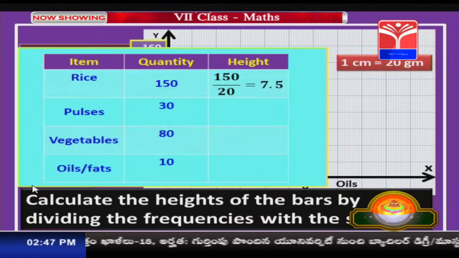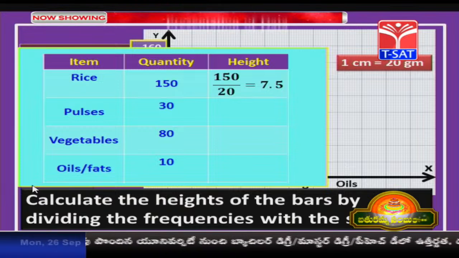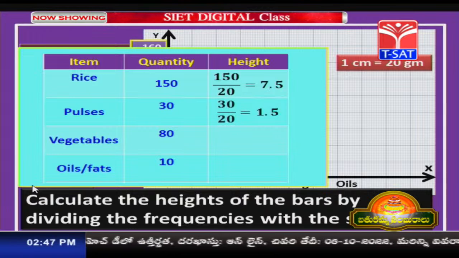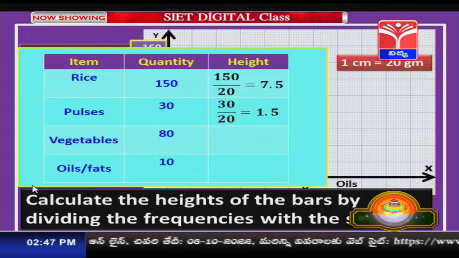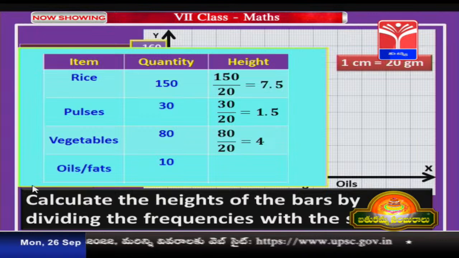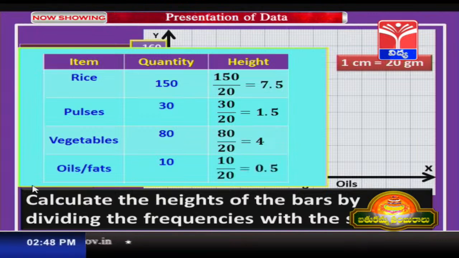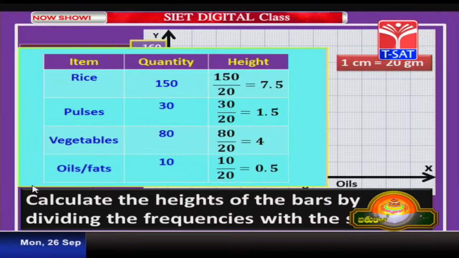Since the scale is 1 centimeter is 20 grams, we divide 150 grams by 20. So, we get 7.5. In the next case, 30 divided by 20, we get 1.5, 80 divided by 20, that is 4, and 10 divided by 20, we get 0.5. So, these are the corresponding heights of these items.